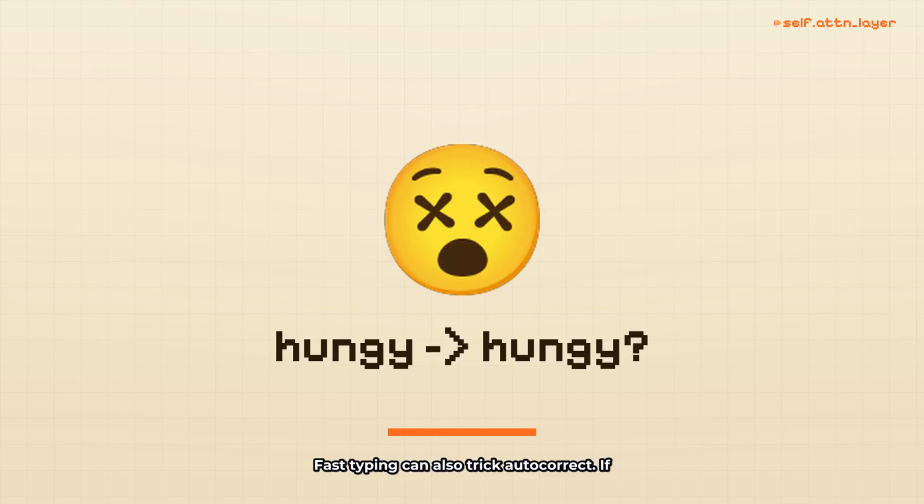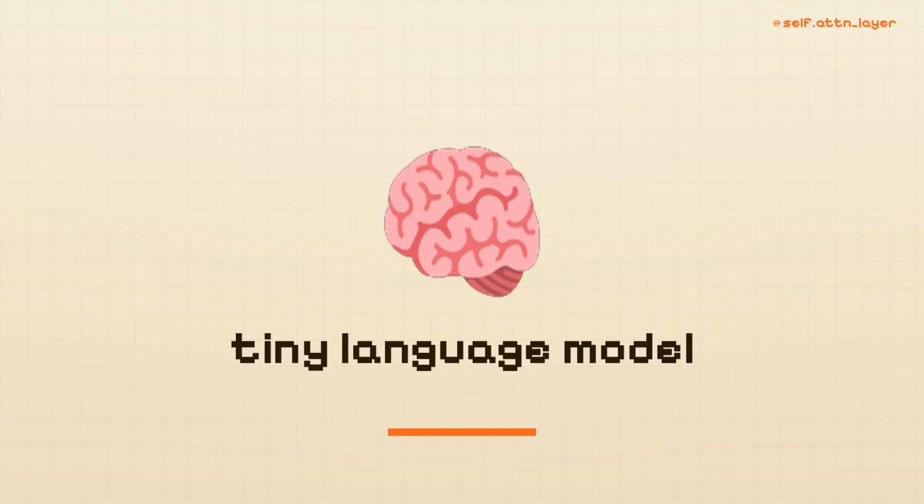Fast typing can also trick autocorrect. If you type "I'm bungry" instead of "hungry," the phone might guess "bungry" because "bungry" sounds closer in its secret code than "hungry." The math isn't perfect, it's just making the best guess it can. So autocorrect isn't magic. It's just a tiny language model doing math. It doesn't know every typo, but it knows the neighbors of real words and picks the closest match.